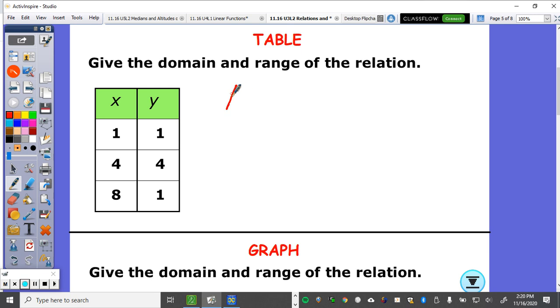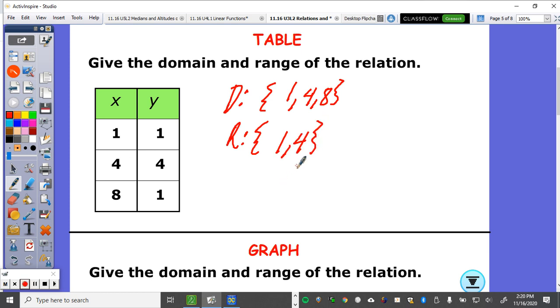From a table, what's my domain? 1, 4, and 8. What's my range? 1 and 4. Okay? You don't have to repeat the number, although you can, it's fine. But again, we're just using two different numbers, 1 and a 4.